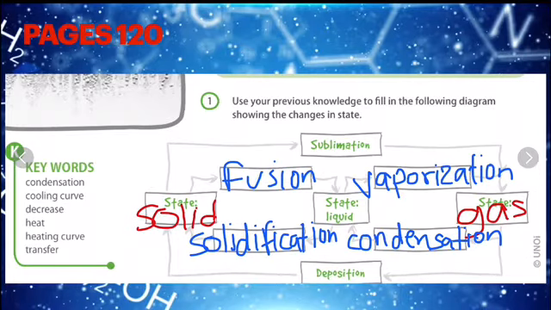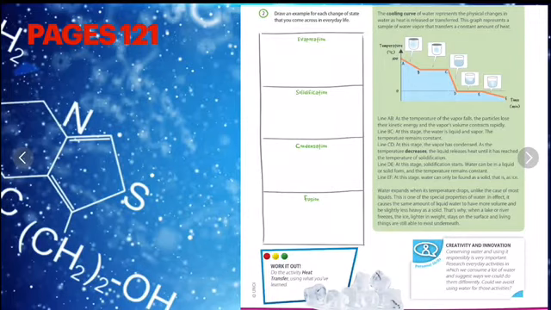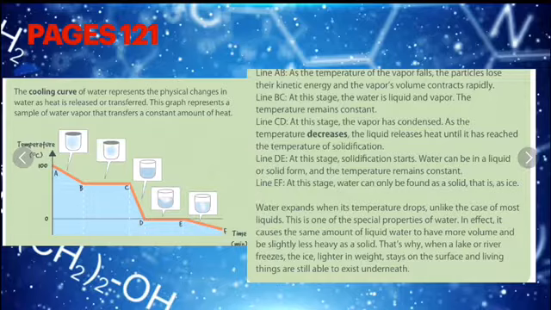Okay, so now let's continue. Over here you have this page 121. We're going to start, like always, reading and analyzing this green information located to your right. Okay, then we're going to continue and do the exercises. Okay, so let's continue. It says a cooling curve of water represents the physical changes in the water as heat is released or transferred. This graph represents a sample of water vapor that transfers a constant amount of heat.